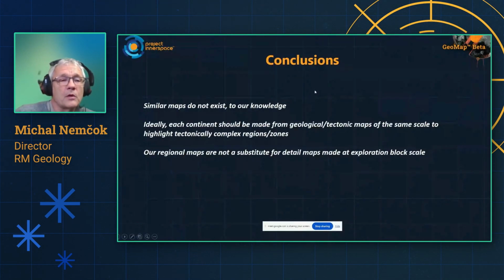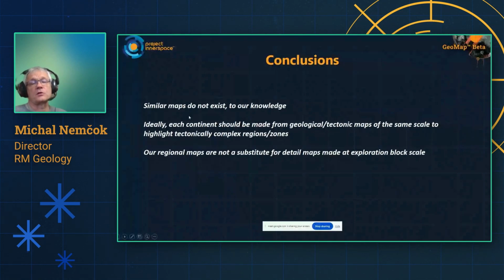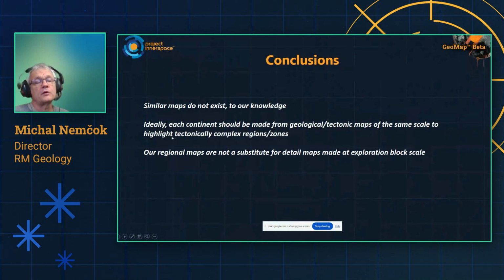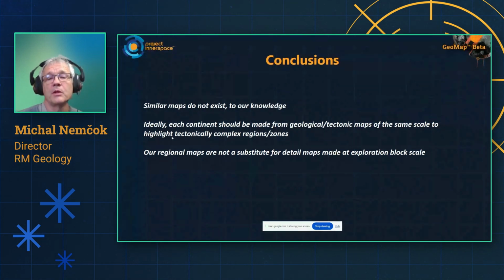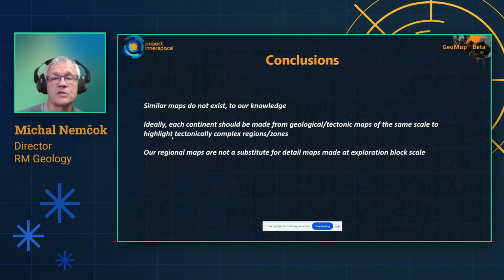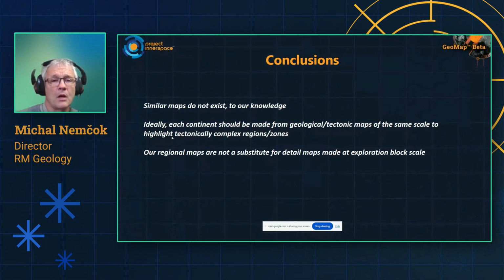Let me sum up with the conclusions. We don't think that similar maps exist to our knowledge. What we learned from Africa compared to North America is that, ideally, each continent should be made from geological tectonic maps of the same scale to be able to see tectonically complex regions and zones.